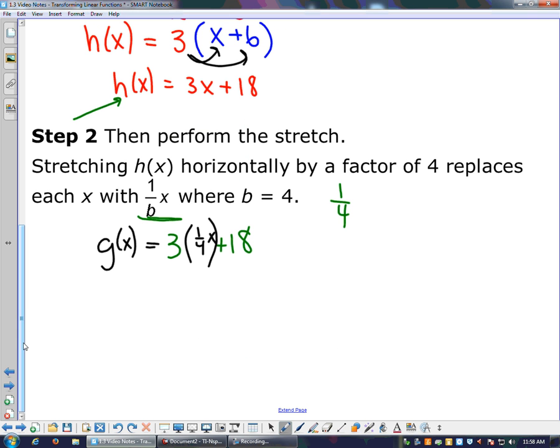Just cleaning that final one up a little bit, if I distribute that through, we'll get 3/4 x, and that 18 just stays as is. So g of x would be my final function here with both transformations combined.